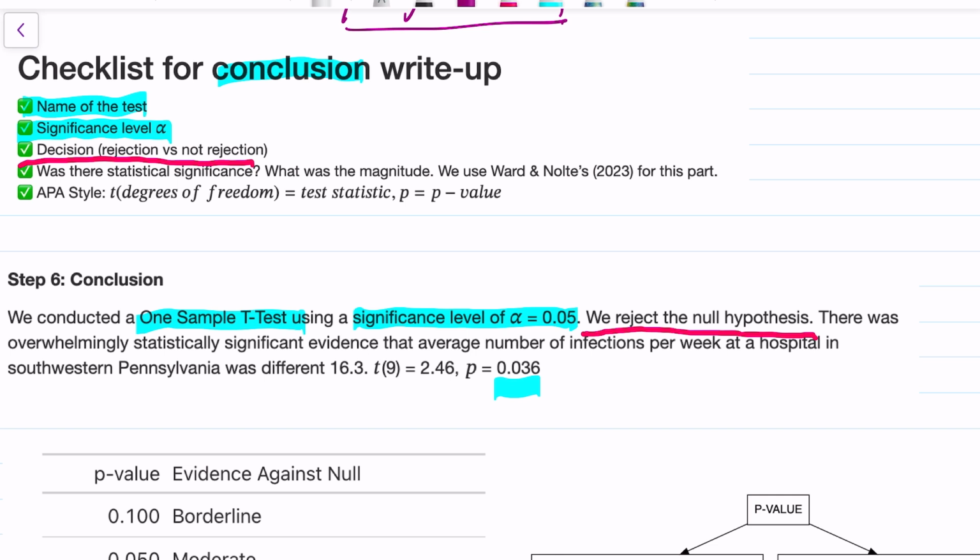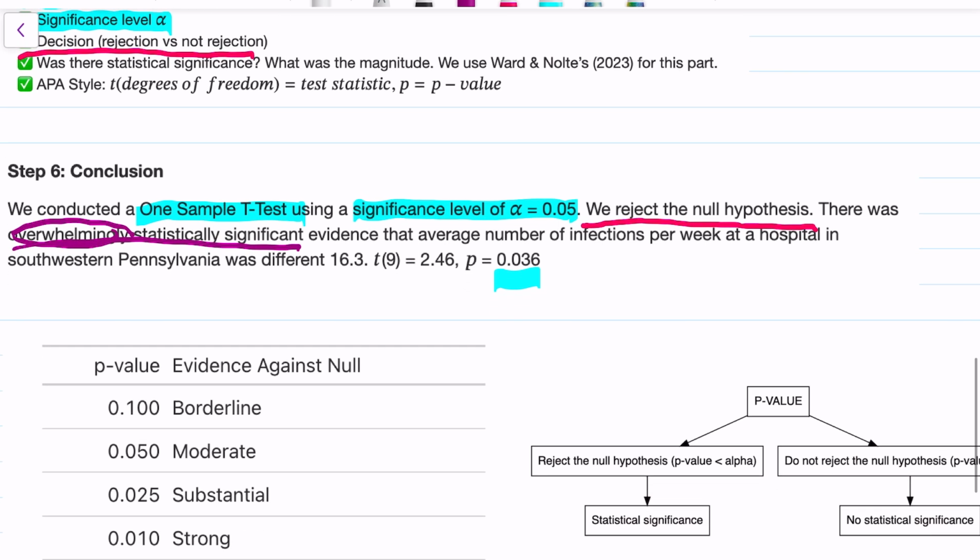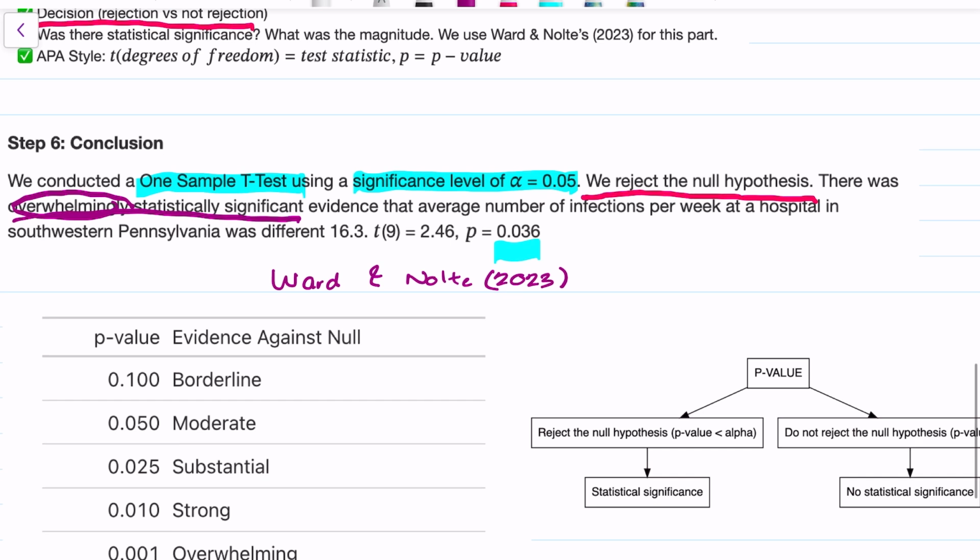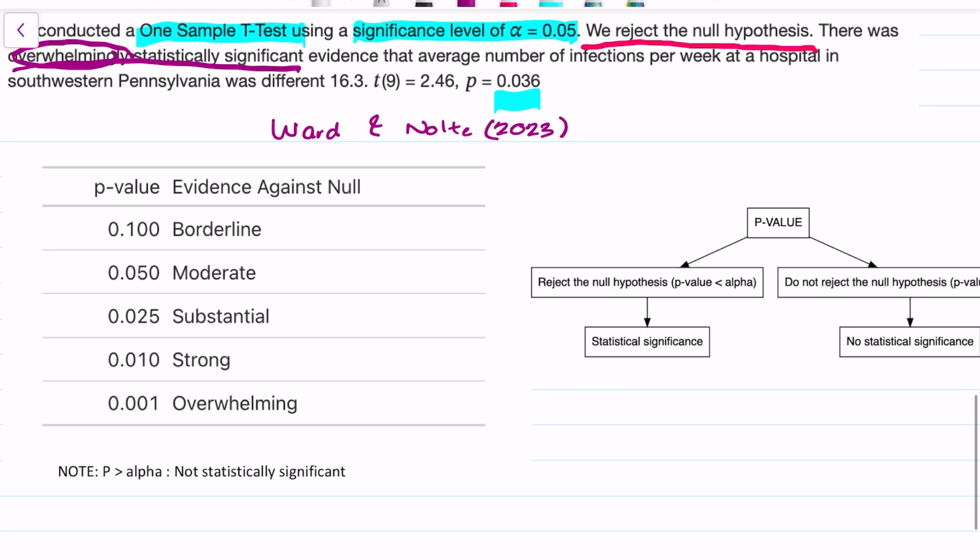There was overwhelmingly statistically significant evidence. So there's two parts to this. Where did I get the overwhelmingly? I got it from this table. It's from Ward and Nolte, 2023. I have it in my notes and you can just cite that. Just recall, so we're here. If the p-value is greater than alpha, then it's not in the table because it's not statistically significant. So my p-value is here, 0.036. So it's between these two values, so I called it overwhelmingly.